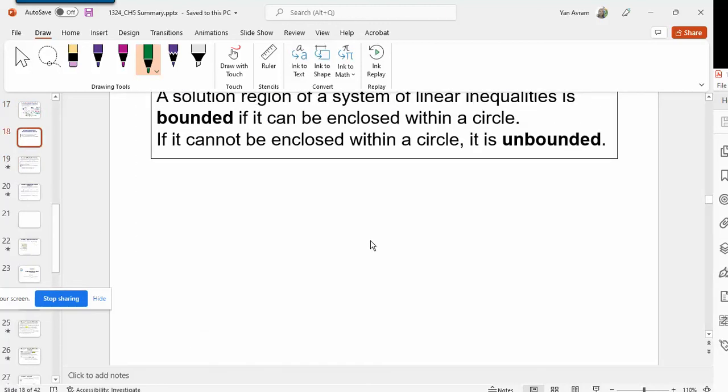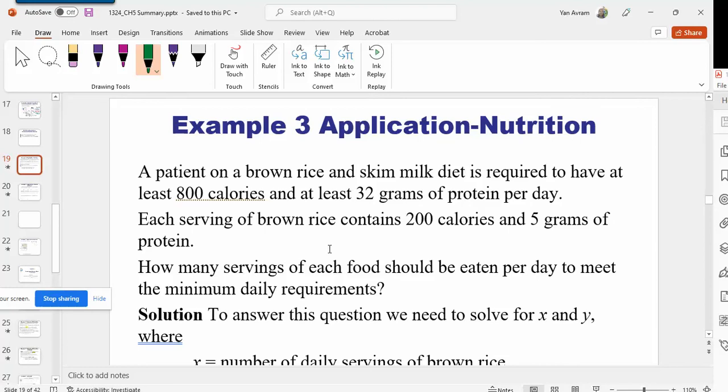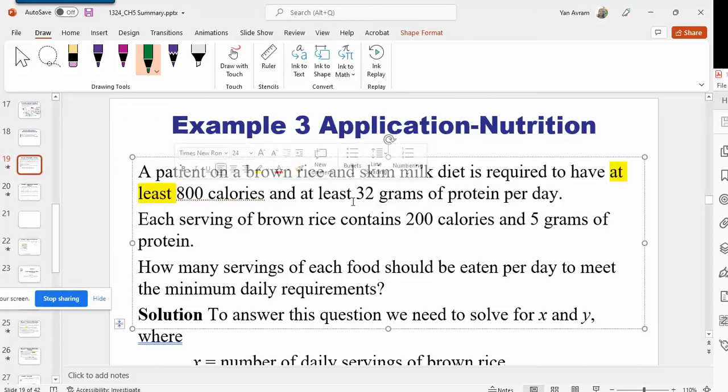Alright, so we usually have a little bit application in here. Alright, so that is application in this case. A patient on a brown rice and skim meal diet is required to have at least, okay, now you have to know what does at least mean. At least 80 calories and at least 32 grams of protein per day. Okay, each serving of the brown rice contains 200 calories and 5 grams of protein. How many servings of each food should be eaten per day to meet the minimum daily requirements?